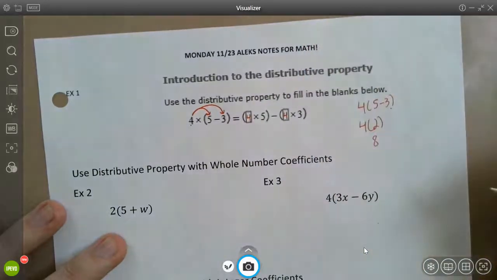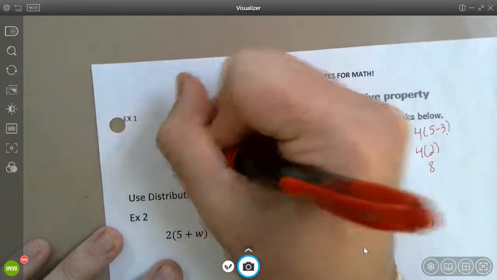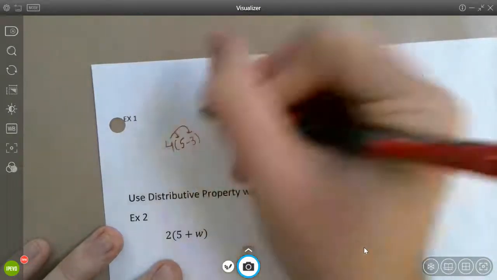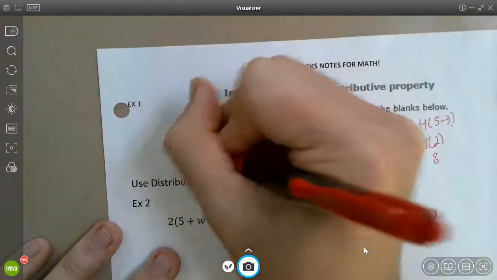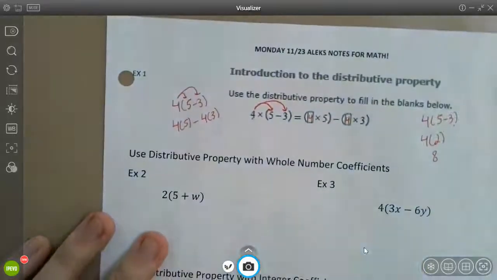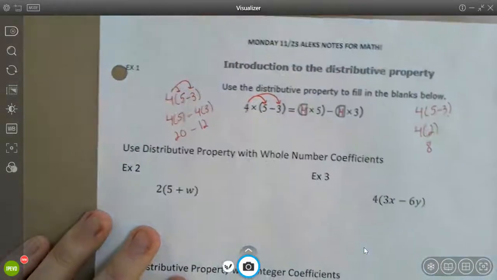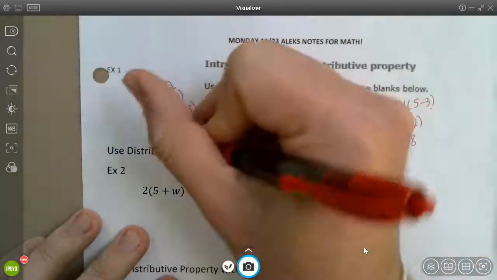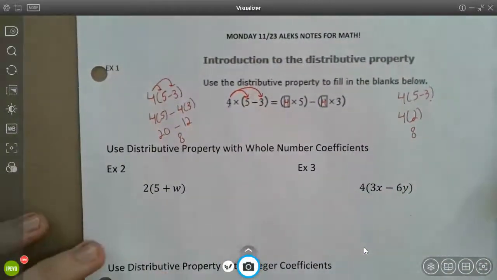Now this can be a little confusing, so I'm going to show you just over here that 4 times 5 minus 3 is the same thing as multiplying 4 times 5 minus 4 times 3. And guess what happens? It actually gives you the same value. Now, you wouldn't normally solve it this way. We know the answer is 8, but 20 minus 12 also gives you 8. We can still solve it this way. So let's get right to it.